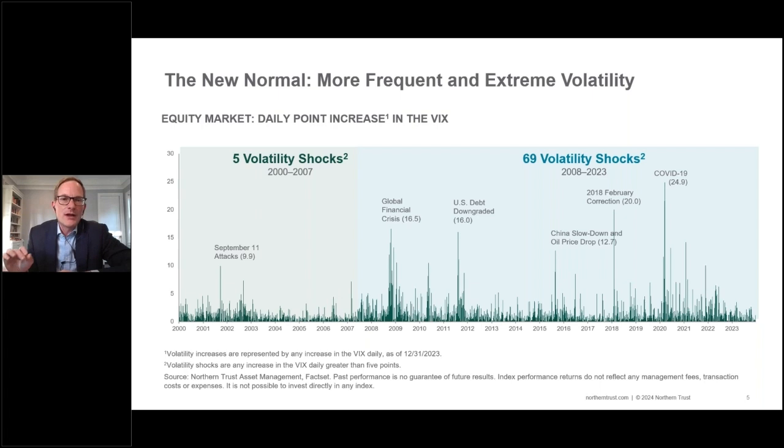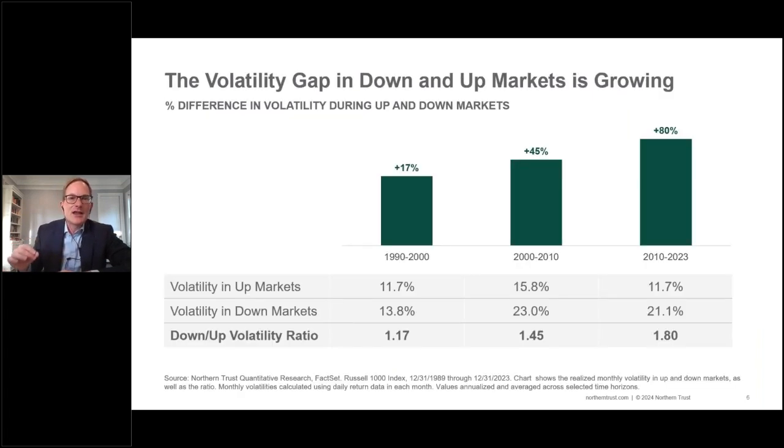Now, another way of looking at this, if you go to the next slide, is thinking about asymmetric volatility. Same concept, but a different metric. So what I've done is by decade, I've basically cut the market into two pieces. What is the volatility of the market when the market's going up versus the volatility of the market when the market is going down? And in that last row, I take the ratio of those two.